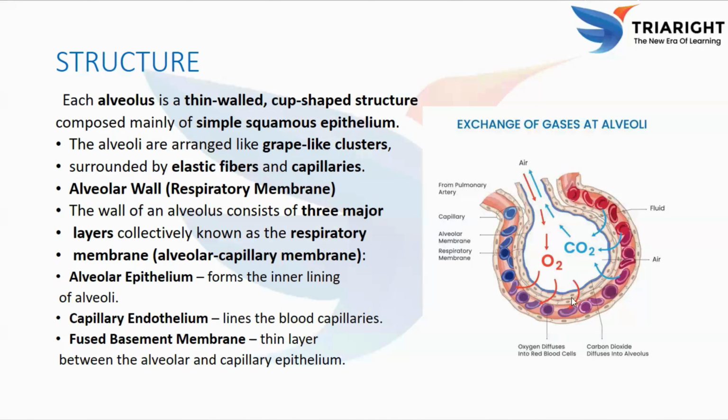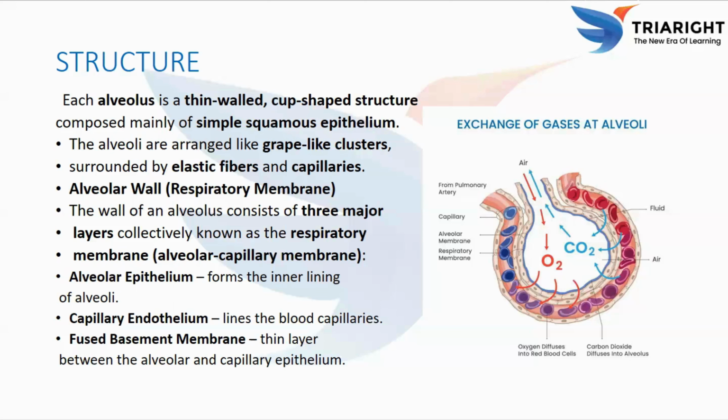Now, next coming to the capillary endothelium. Here you can see the capillary endothelium. This lines the blood capillaries that run along the alveolus. So blood flows through these capillaries, bringing carbon dioxide and taking oxygen, right?